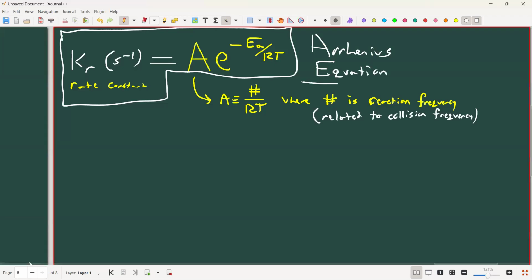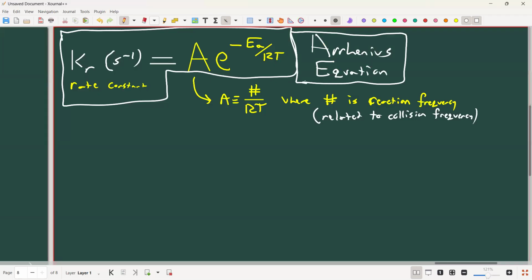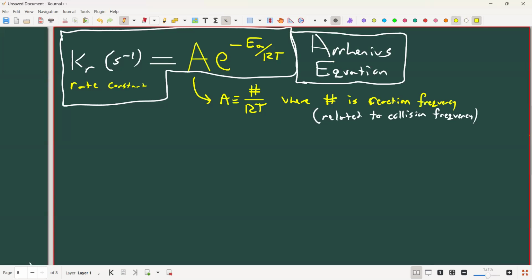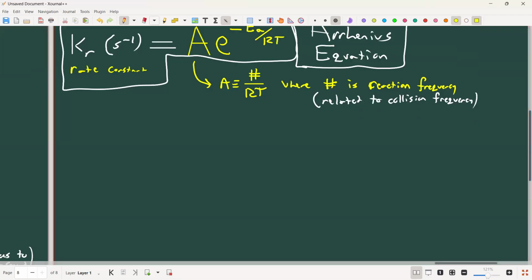All right. And it gives us a way to measure activation energies through experiments. All right, let me show you, let me prove to you that that's the case.